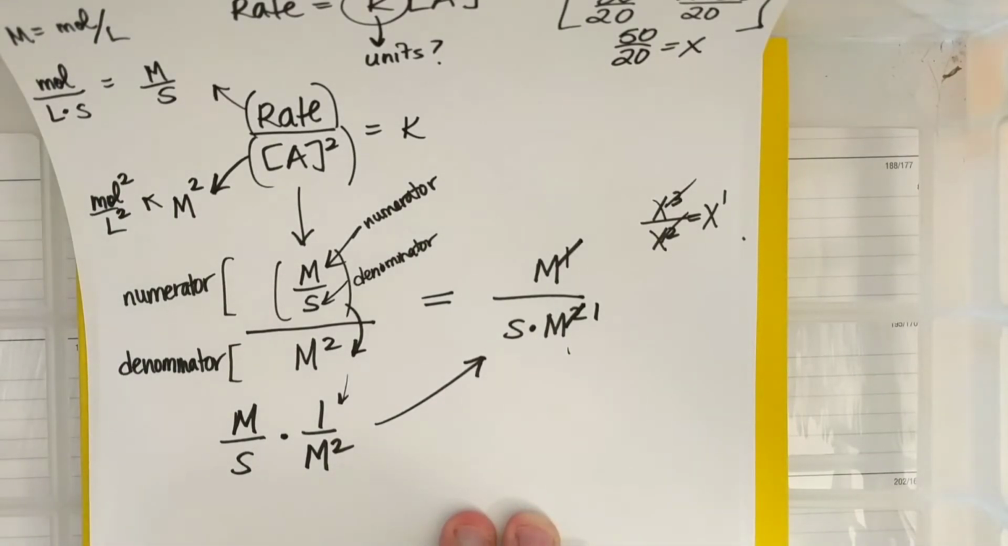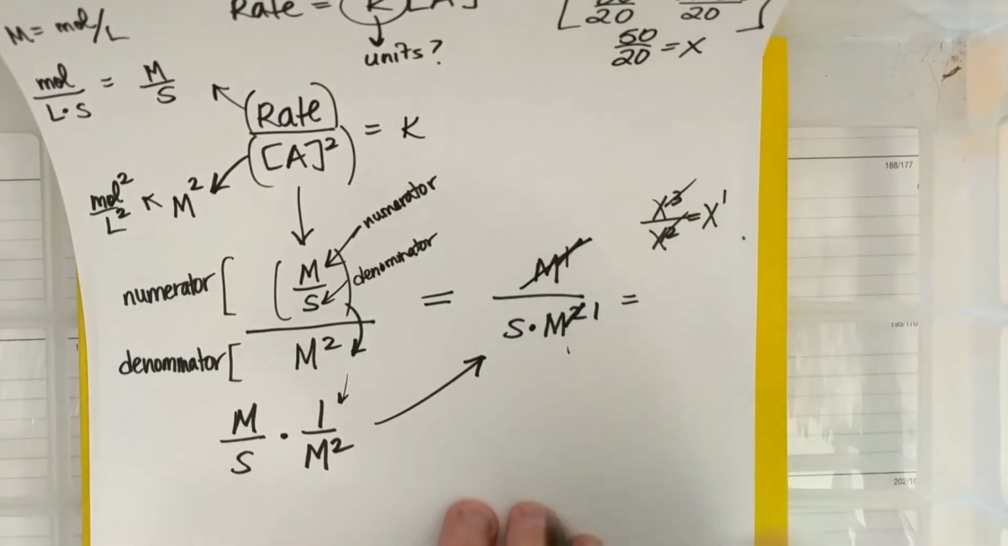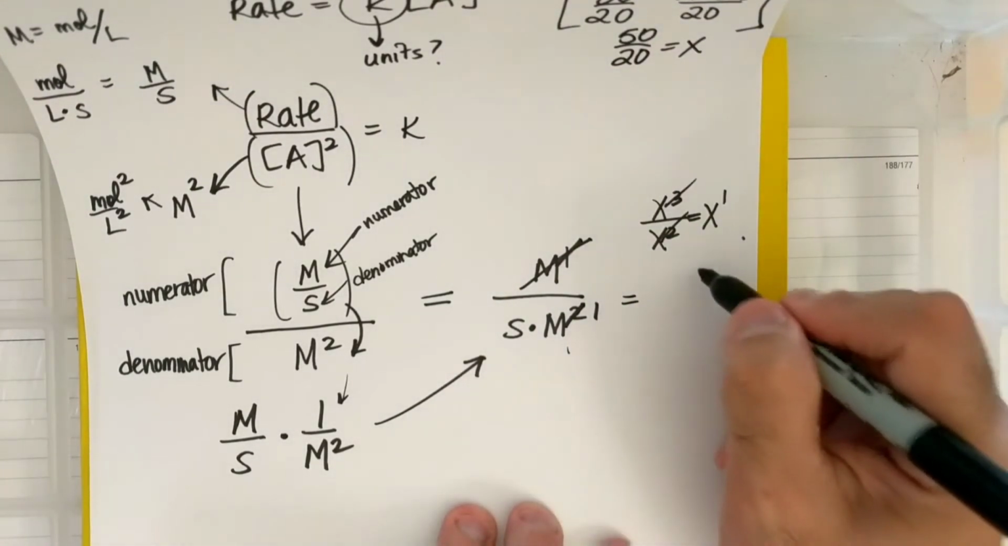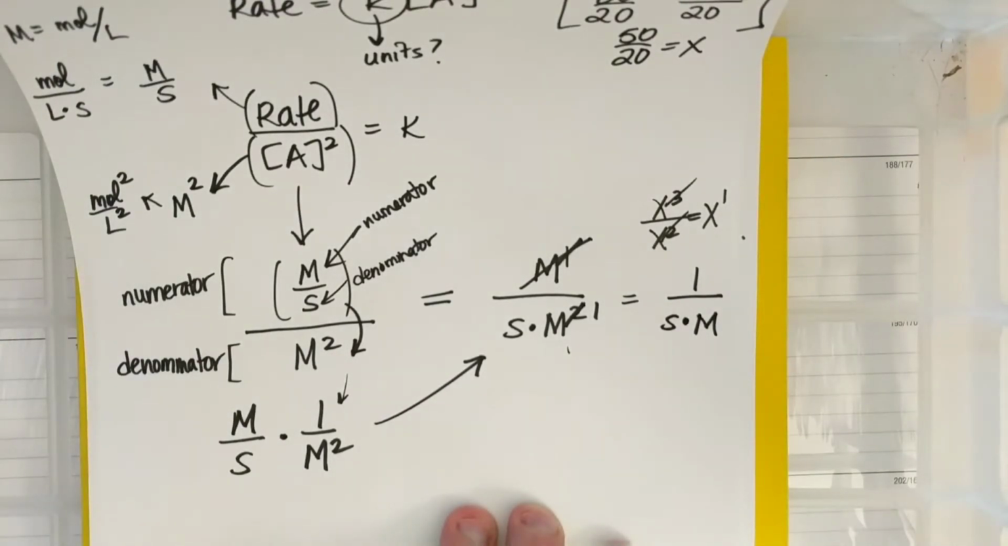I could do 1 minus 2 and I get -1, and -1 means it's in the denominator. So technically, these units become, right? Now I don't have molarity in the numerator anymore. 1 over seconds times molarity. These would be my units for a second order rate constant.